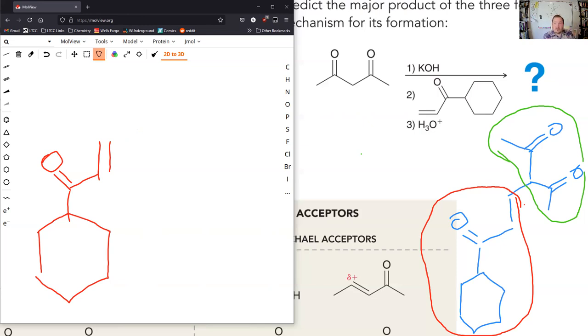And when in doubt, count the carbons, because if you counted all of the carbons or the carbon chain here between these, you should have the same number of carbons before and after. If you miscount, especially if you're in a hurry, it's really easy to miss that. But if you count your carbons before and after, you should wind up with the right number before and after.